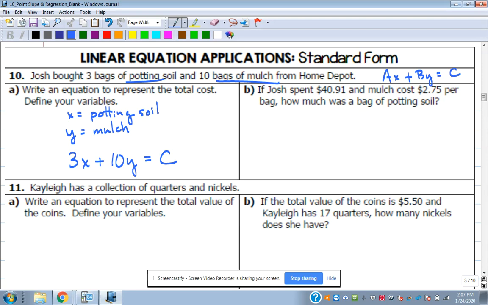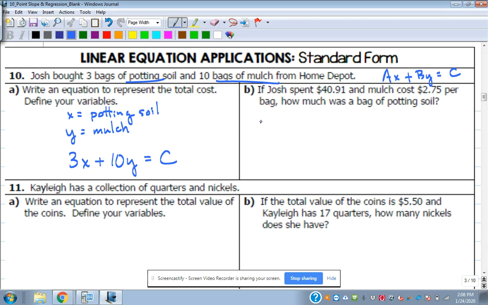Let's say Josh went over to Lowe's and bought these, 3 bags of potting soil, 10 bags of mulch, or to Home Depot. You'd have to go to Jackson to do that. I think that's the closest one. And he spent $40.91. We're assuming that the cost includes tax on the cost per bag. It says mulch cost $2.75 per bag. How much does a bag of potting soil cost?